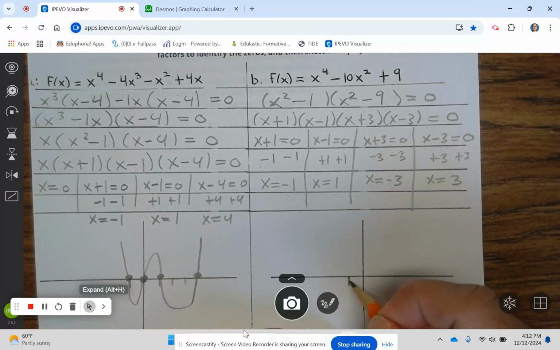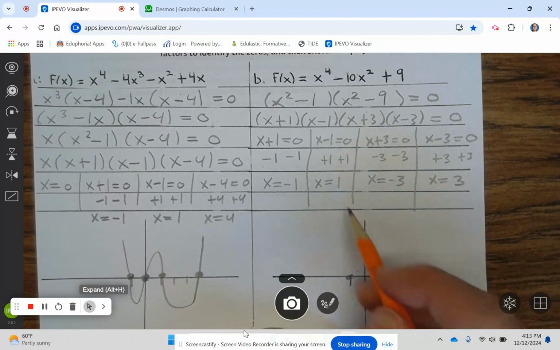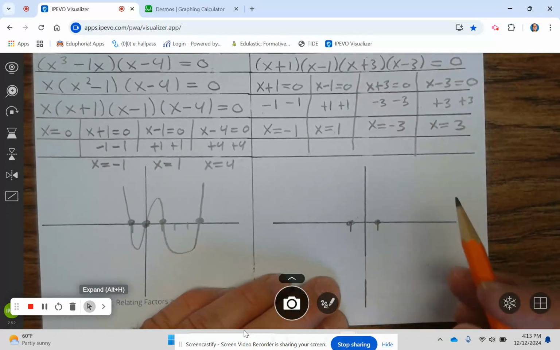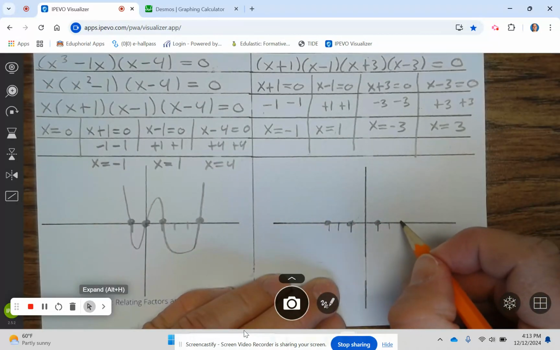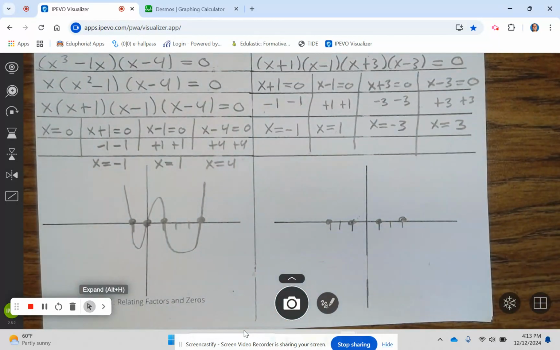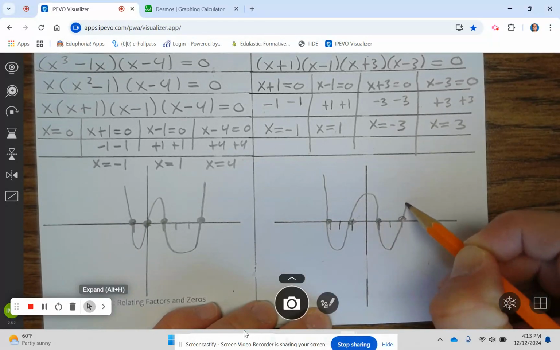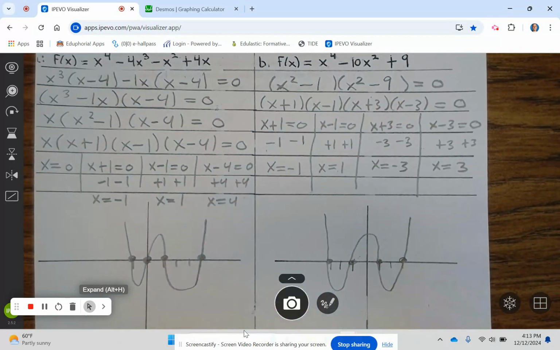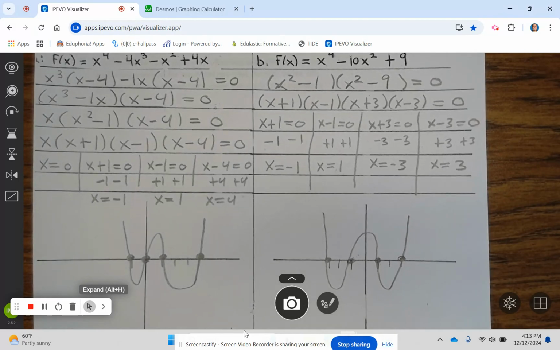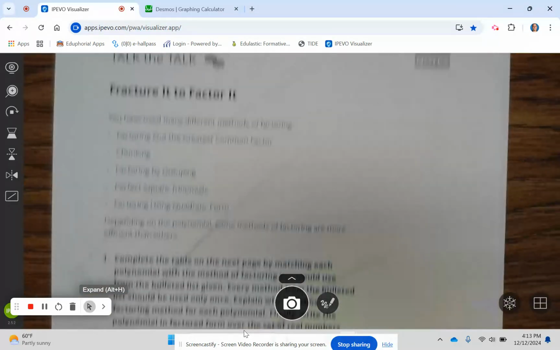So negative 1, positive 1, negative 3, so 2, 3, and then 1, 2, 3, positive 3. And then sketch of the graph looks like so. All right, go ahead and finish up B. All right, let's take a look at the next page. Go ahead and mark this page out.